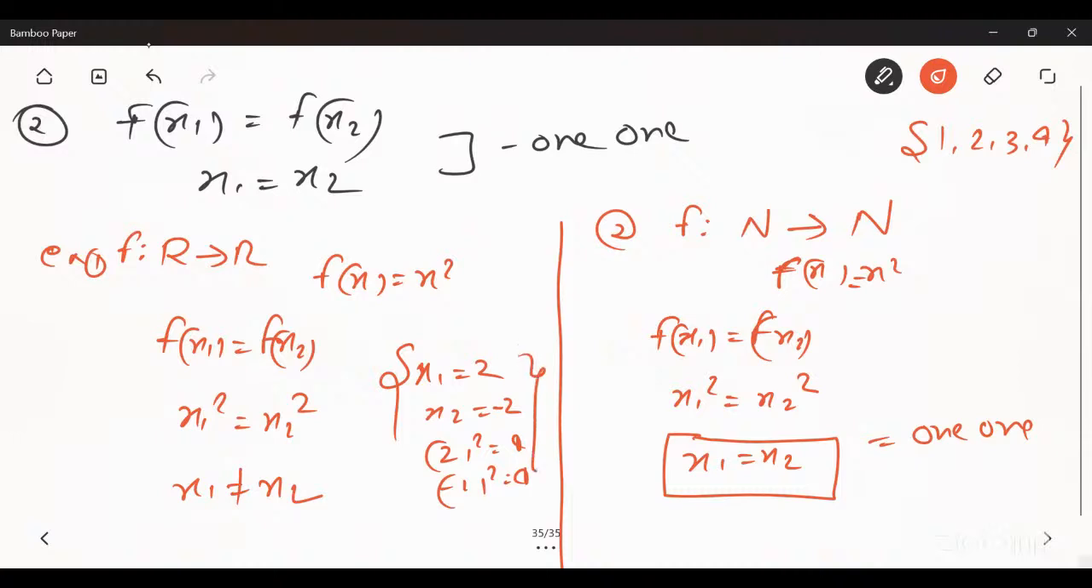Okay, so that was not a one-one function, but the second one is a one-one function, because here the input is also from 1 to infinity, so we cannot put a negative value here. That's why x1 square is equal to x2 square gives x1 equal to x2. So that was a one-one function, and that was a many-one function.